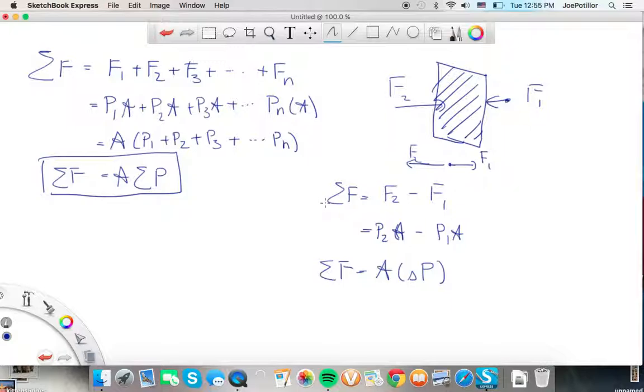So when we have on two different sides of a surface a difference in the pressure, then we'll have a net force, or sum of forces, in that situation. This is another key equation for you to memorize. Okay.